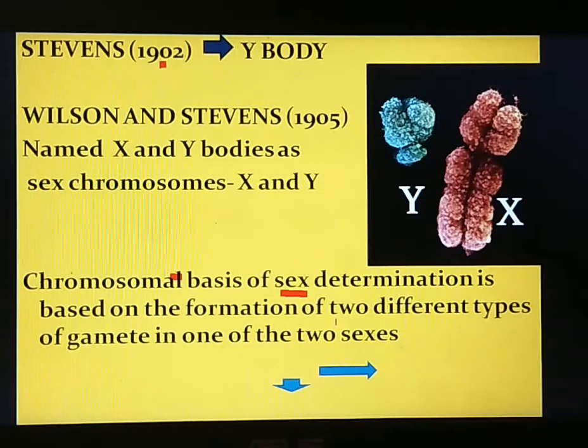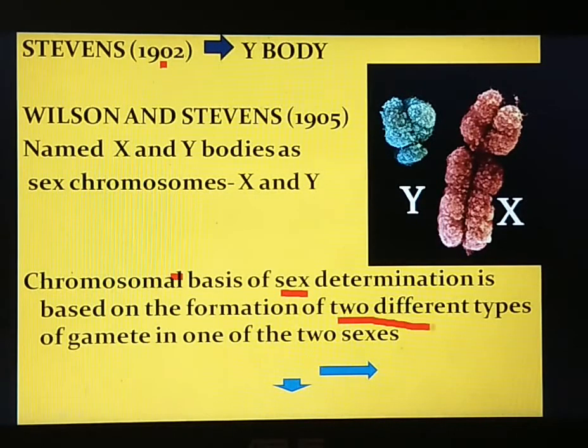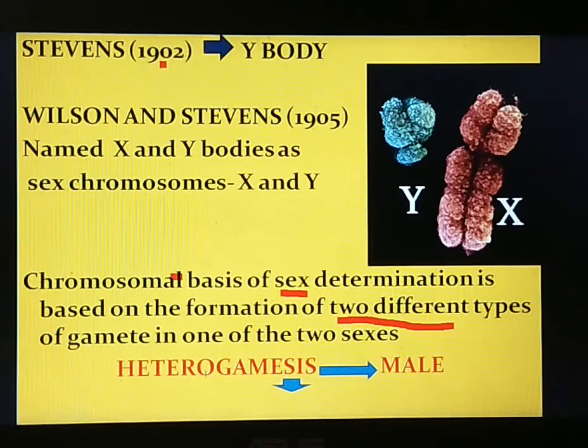So since there are two different types of gametes formed in an individual of the same species, and that too in one of the two sexes, it is also called heterogamesis. Hetero means different kinds of gametes. So there is male heterogamesis as well as female heterogamesis. Today we will be learning the heterogamety or heterogamesis in males as well as in females.